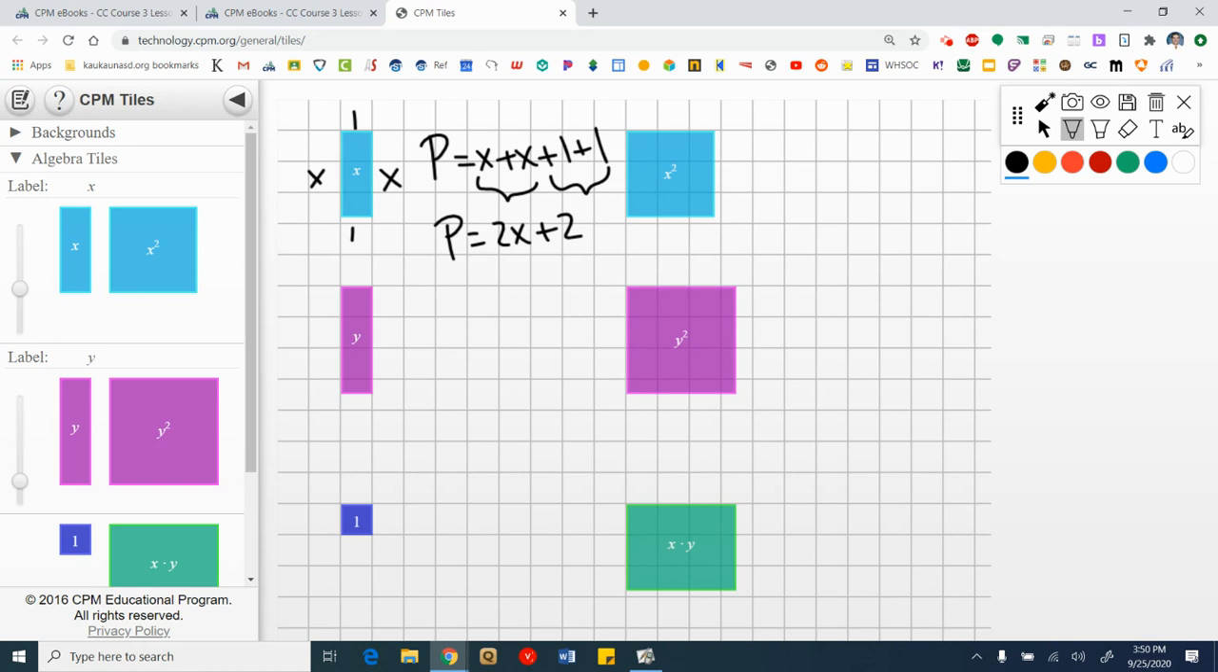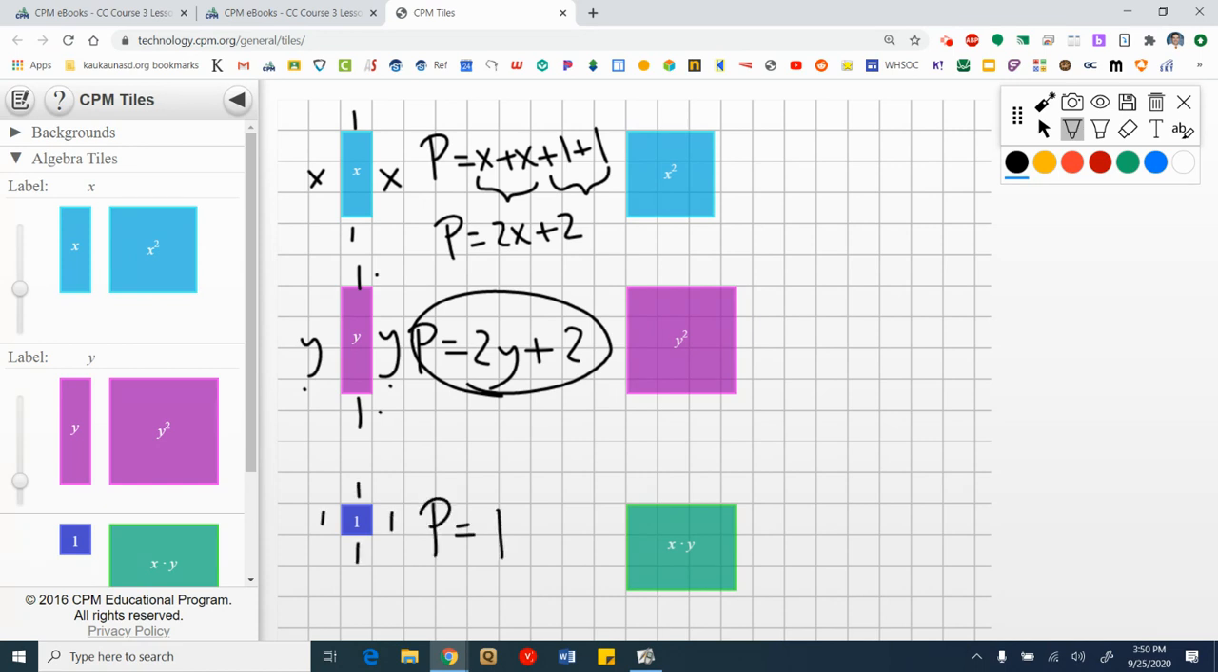All right, everybody, welcome back. Hopefully you went and tried some of these on your own. I'm going to go ahead and go through the rest of them with you. All right, the y tile has a perimeter of 2 y's plus 2 unit tiles. The unit tile has a perimeter of 4.